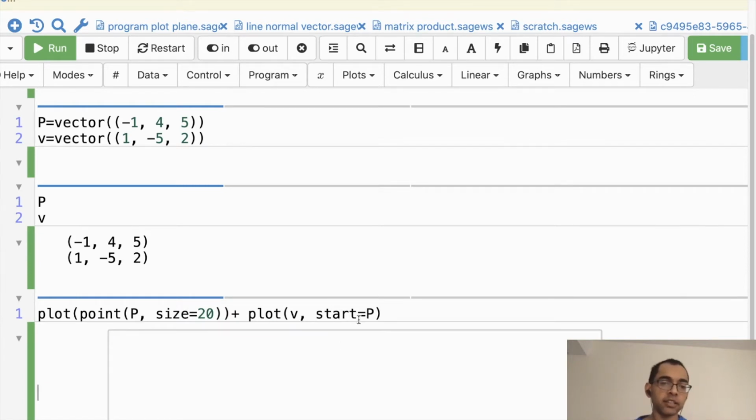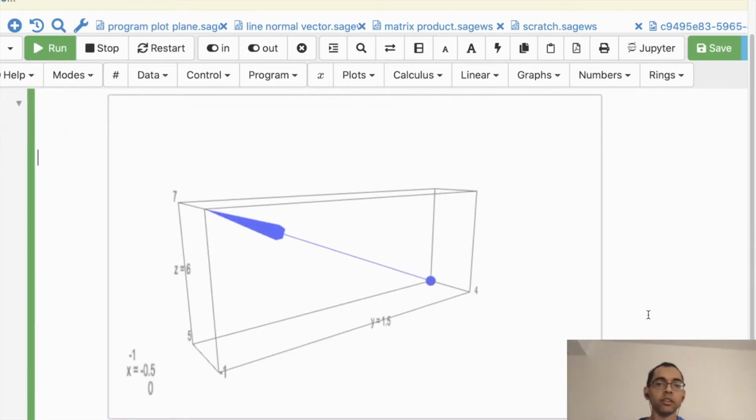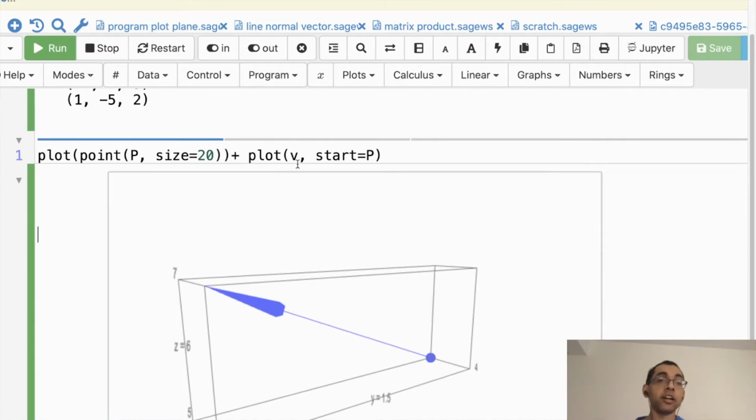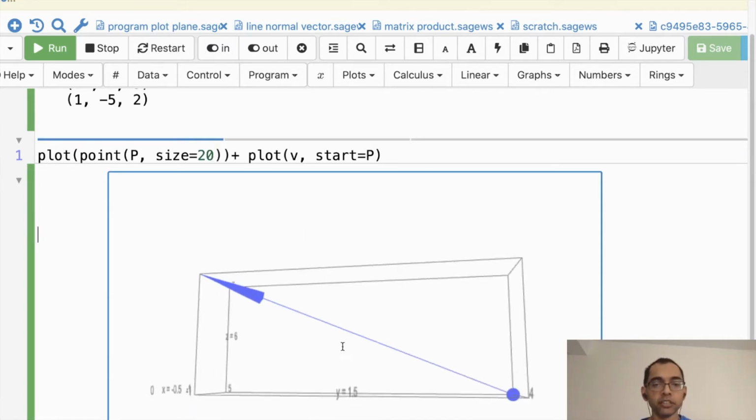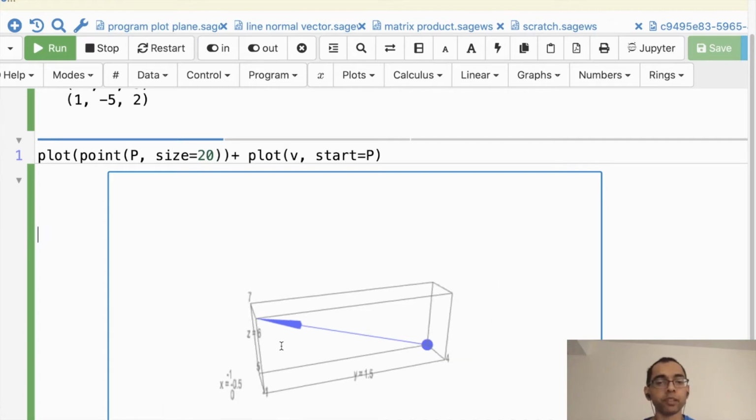Ordinarily, if you just plot the vector v, it'll start the vector at the origin, but here I put this start equals P command, and so that'll start the vector v at P. And then also the size function makes the point a little bit bigger. So here you see, okay, we've got this point P, and this is our vector v.